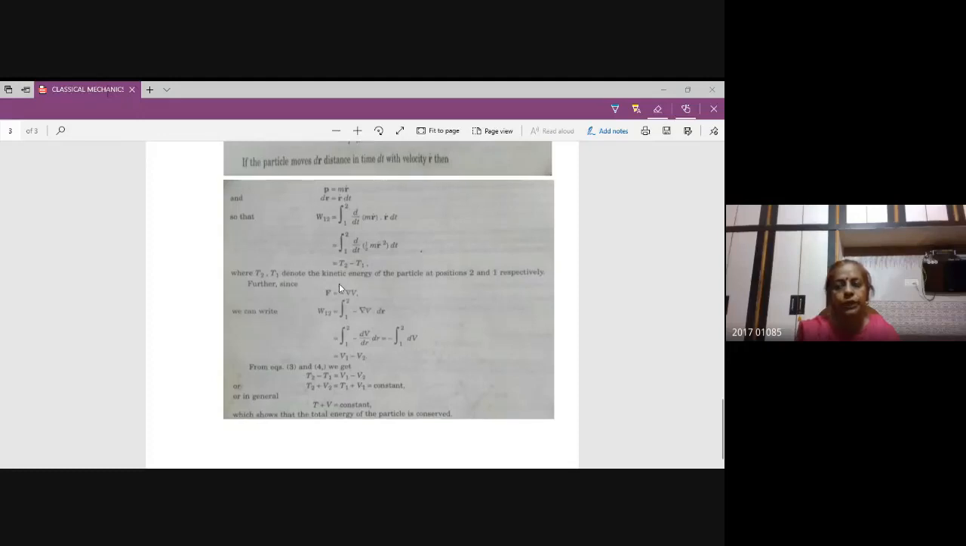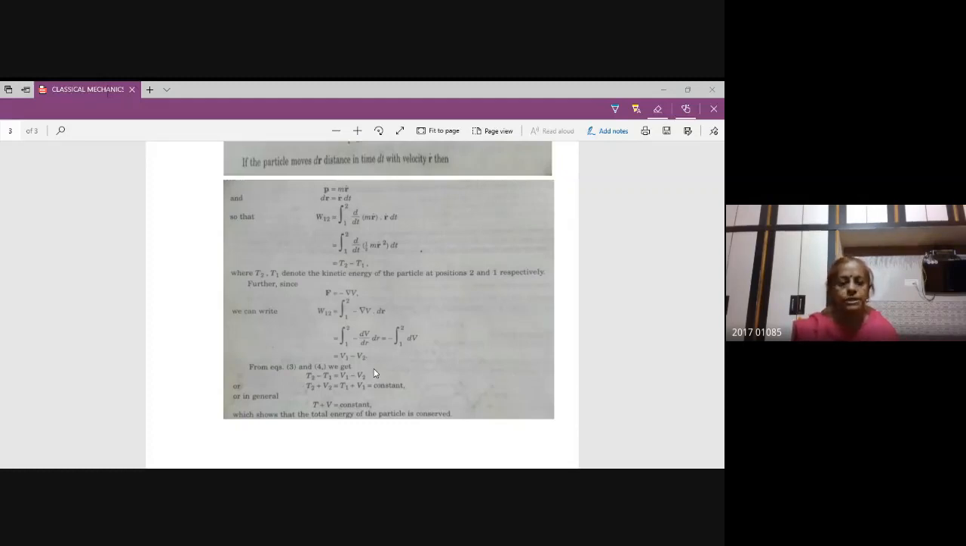We have already obtained work done as T2 minus T1. Now I have obtained work done as V1 minus V2. Equating both the expressions, because both are work done, we get T2 plus V2 equal to T1 plus V1, which shows that the total energy of the particle is conserved. Hence, we have derived all three laws of conservation, that is conservation of linear momentum, angular momentum, and energy.